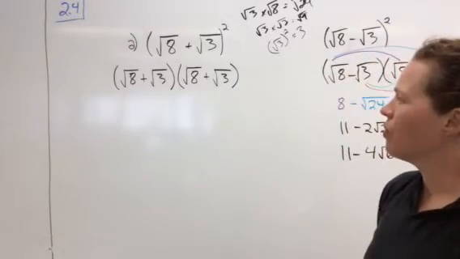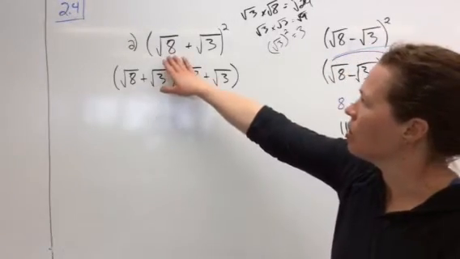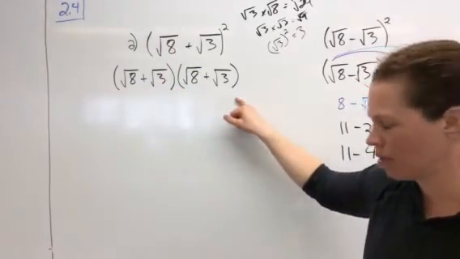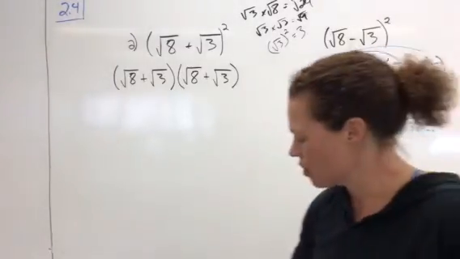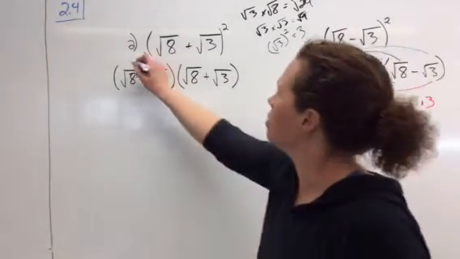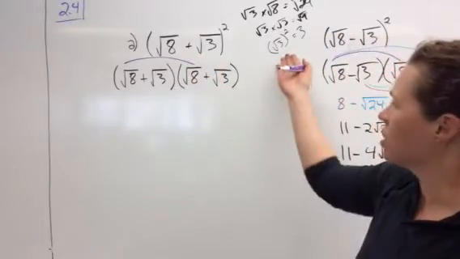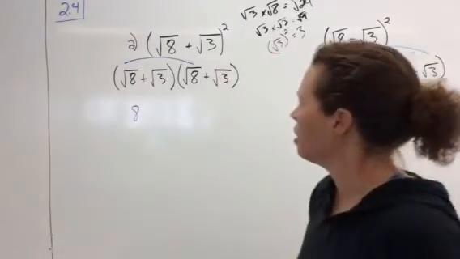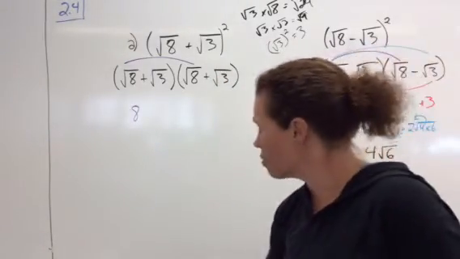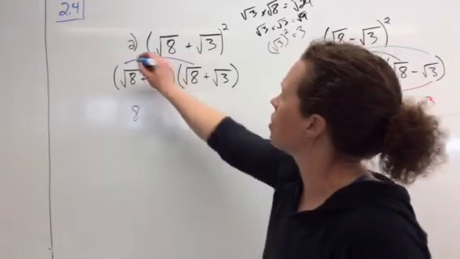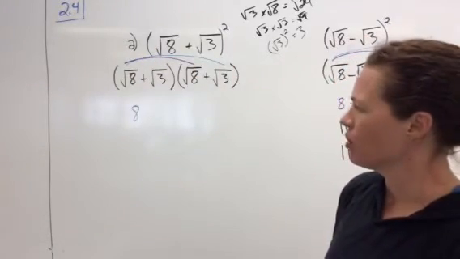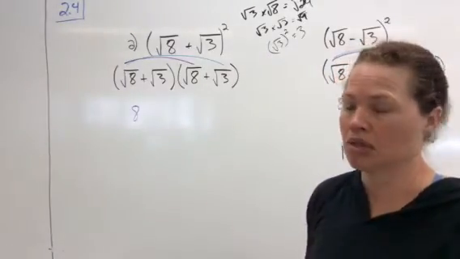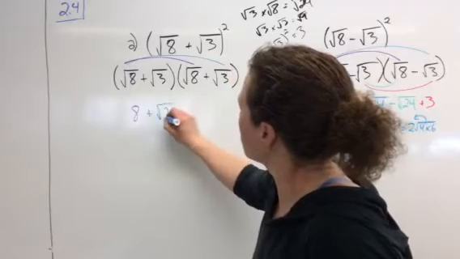So starting with FOIL, I've written out that root 8 plus root 3, squared, is actually root 8 plus root 3 times root 8 plus root 3. We're going to start with our first term, which is root 8 times root 8. According to this, if I go root 8 times root 8, it's just 8. So I'm just going to write down 8 there. My next one is going to be outside, so that's where my root 8 times my root 3 comes in, and that's just going to be 8 times 3 under the root sign. So it becomes root 24.